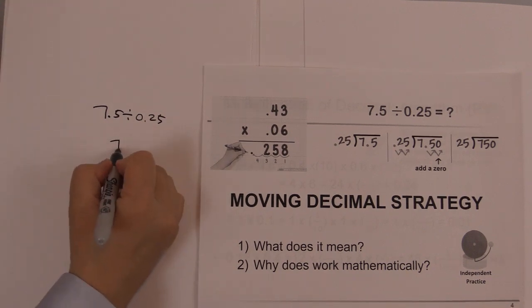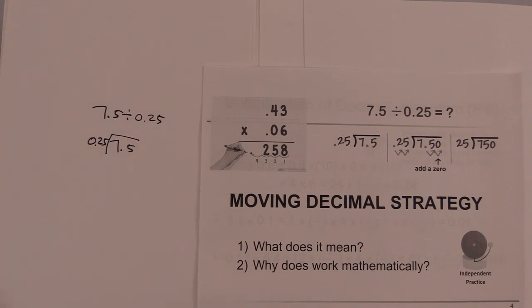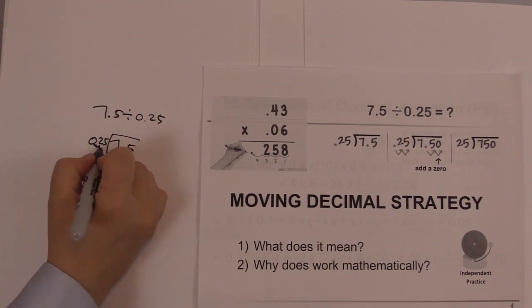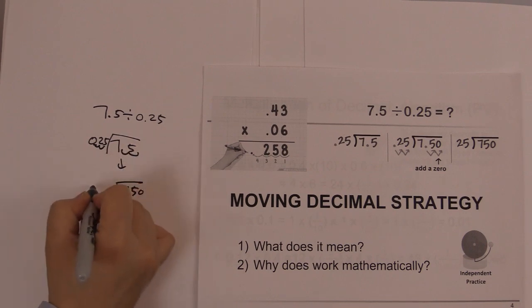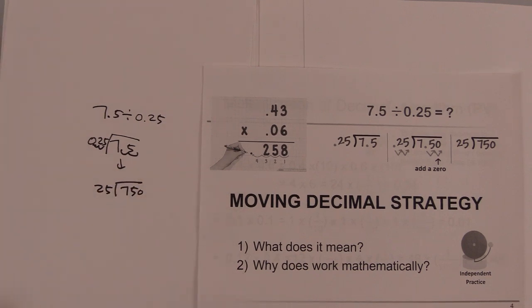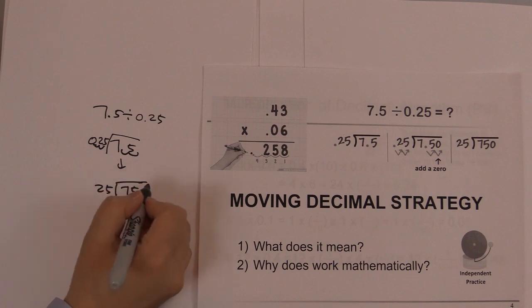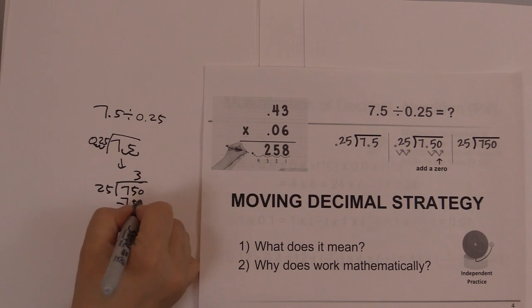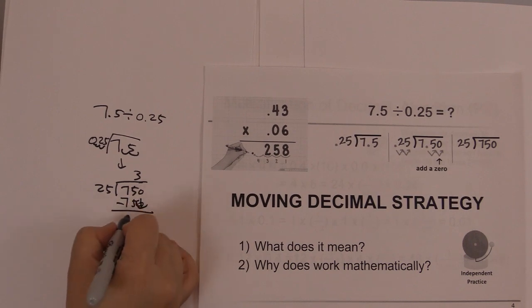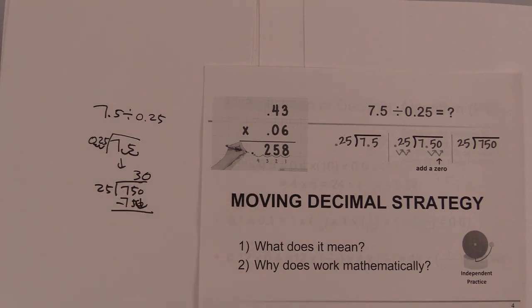Okay. What do we do? We move the decimals like this, change it, and solve the problem. That's what we do, right? Let's do it: how many times does 25 go into 75? 3 times. Let's do the traditional way. So it's 30. Good. So now, this is 30.